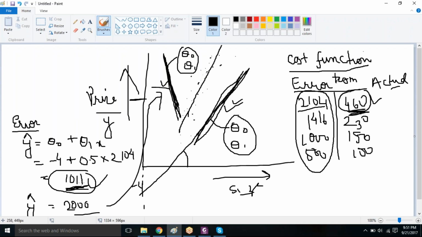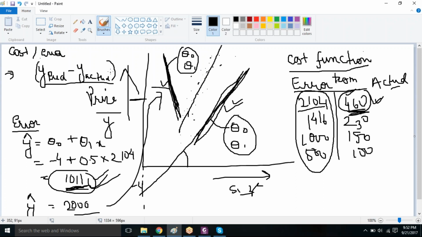So what I want to say is, my predicted value is far away, or say there is an error between my predicted value and the actual value. So the error, or the cost function, I will define it like this. The predicted value, say y hat, or instead of y hat I will write y predicted minus y actual. This is the error, right? If anybody asks what your line or software is predicting, you will say it is predicting 1011. But actually, what was the value? 460. So how much is the error? This is the error, y predicted minus y actual, isn't it?